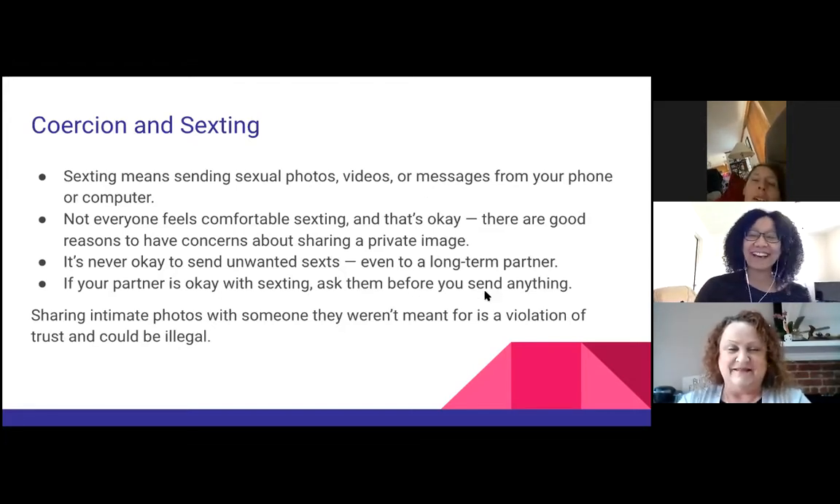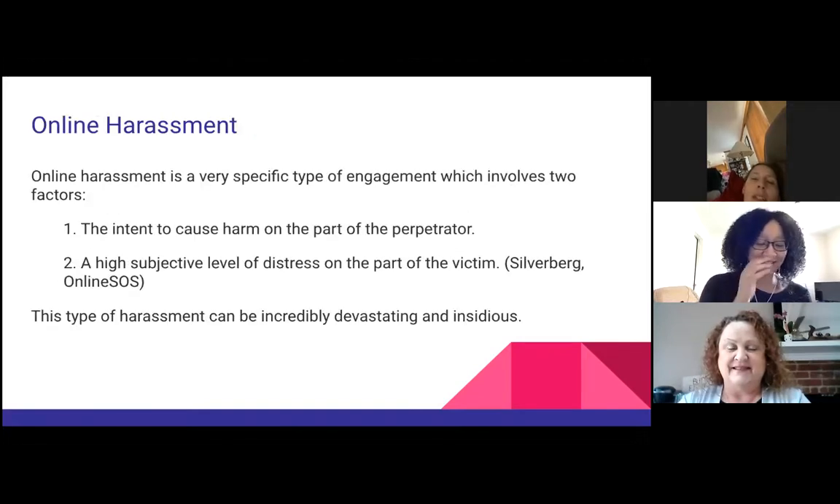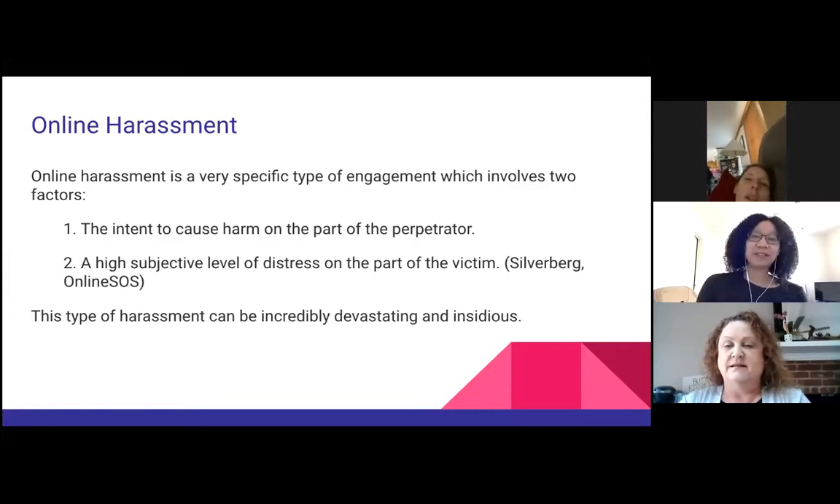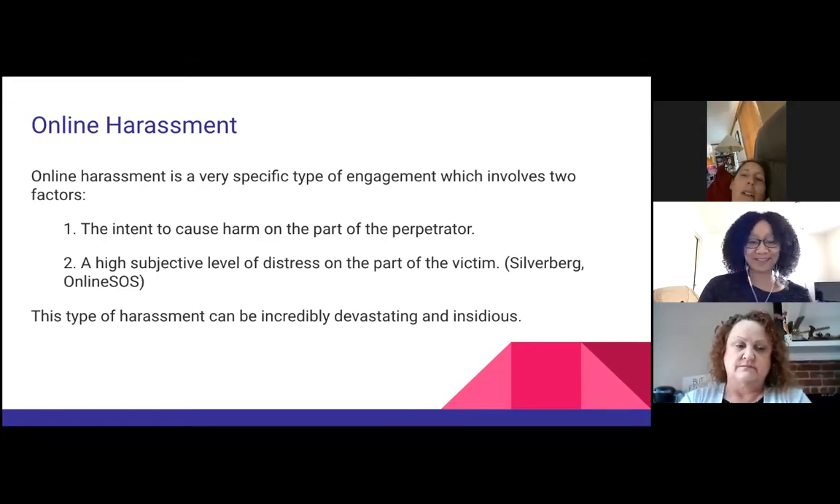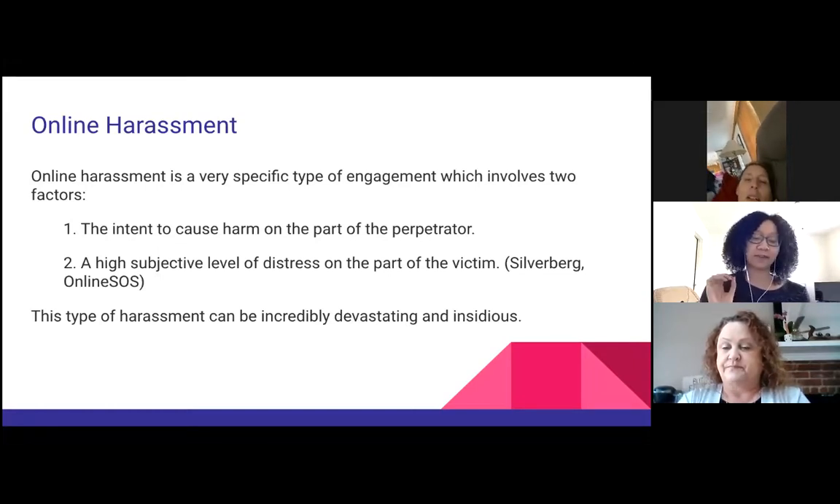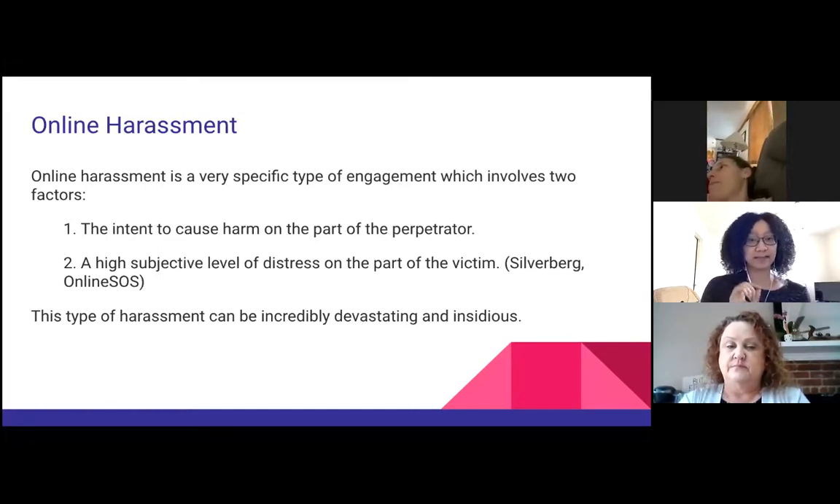And then let's hop into this second part on online harassment. Oh, let me move these cameras out of the way, I can't see. So online harassment is a very specific type of engagement that involves a specific intent to cause harm. It can also be emotional harm and can create a high subjective level of distress on the part of the victim or the survivor.